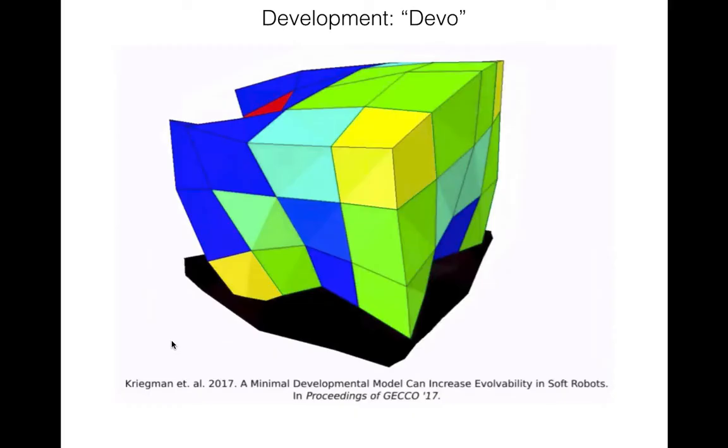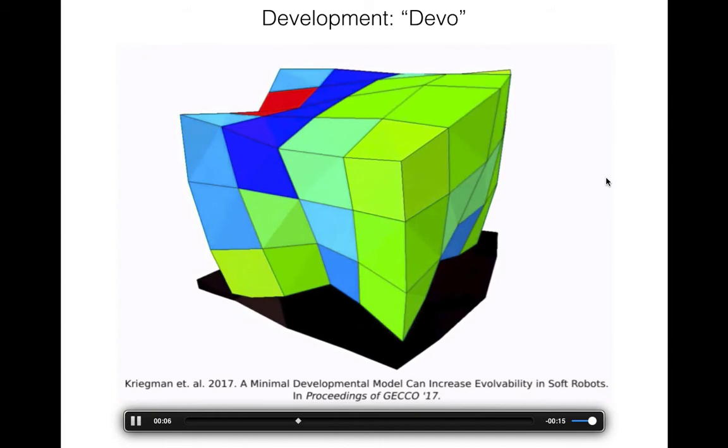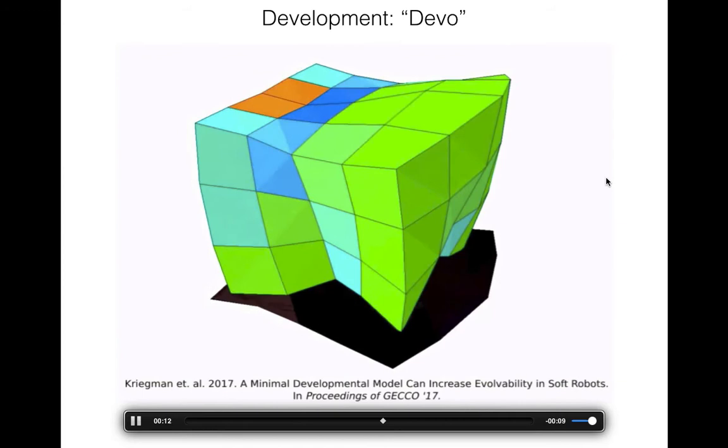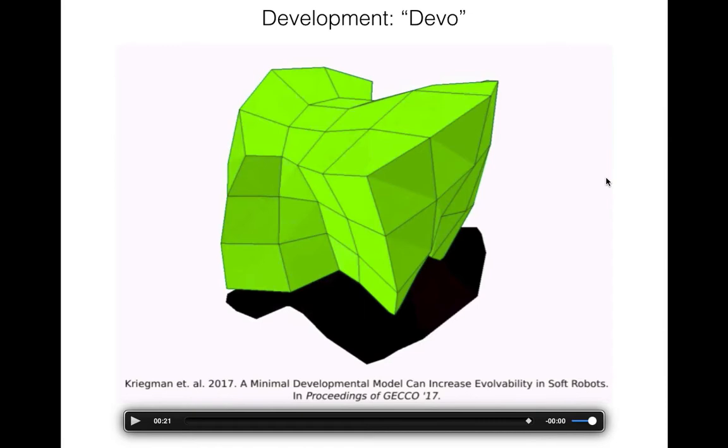And then on top of that, we're going to add development, and in this case, again, trying to keep things simple, we have a developmental model which is slowly changing the resting volume of each voxel. So we have a resting volume, we're slowly changing the air pressure, if you like, inside of these voxels, and by doing so, we're deforming the shape of this relatively simple robot, which in this case is just a 3x3x4 robot. So we have these two timescales now.